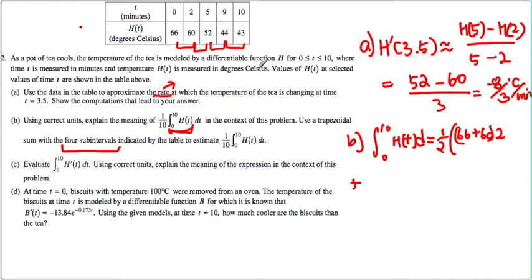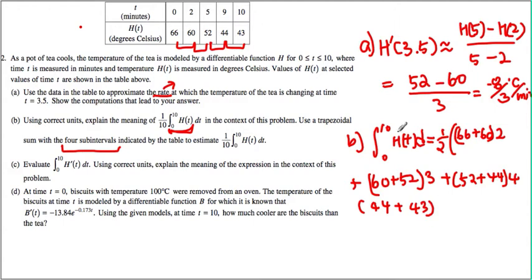Second trapezoid, 60 plus 52 times the interval, which is equal to 3. Third, 52 plus 44 times the interval, which is equal to 4. The next will be 44 plus 43, and then the interval is equal to 1.